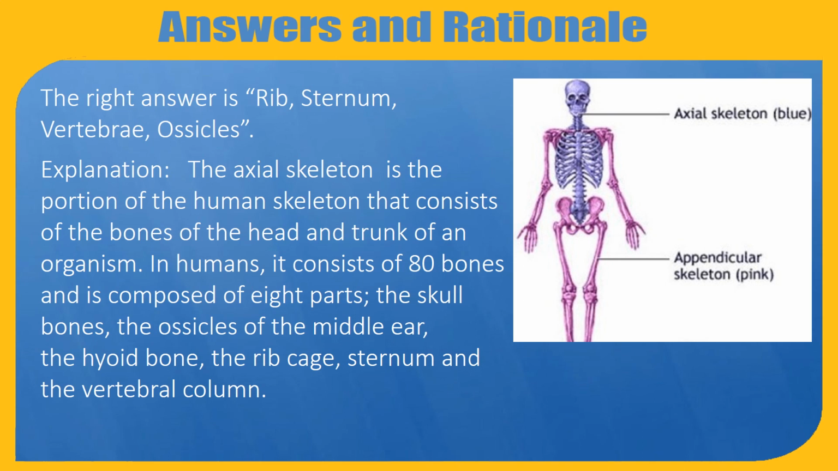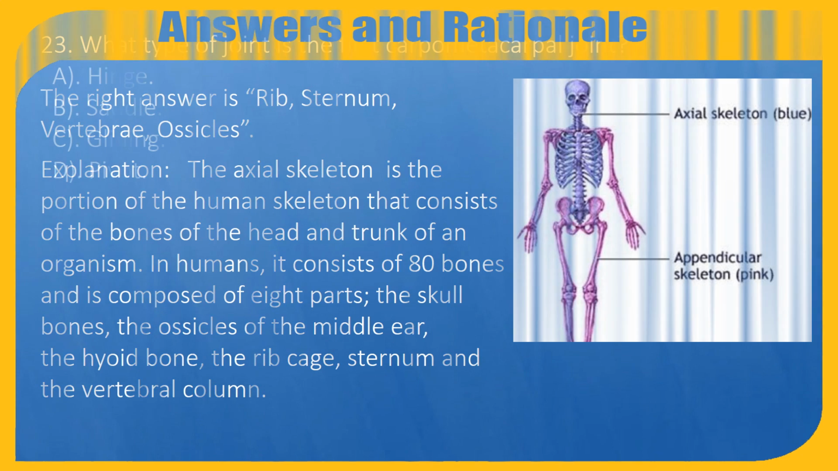Explanation: the axial skeleton is the portion of the human skeleton that consists of the bones of the head and trunk of an organism. In humans, it consists of 80 bones and is composed of 8 parts: the skull bones, the ossicles of the middle ear, the hyoid bone, the rib cage, sternum and the vertebral column.